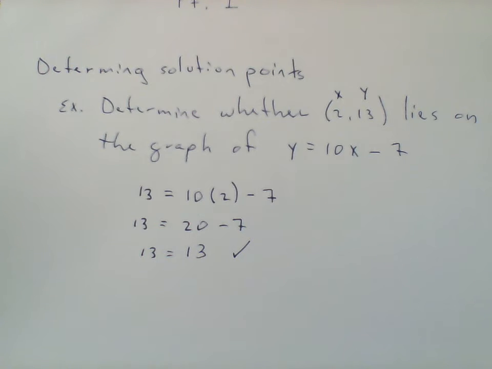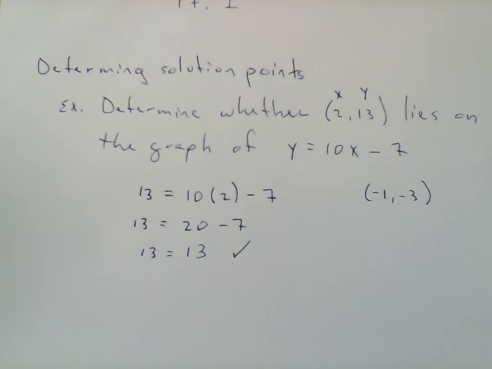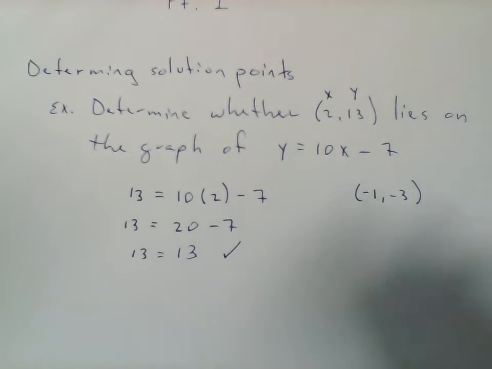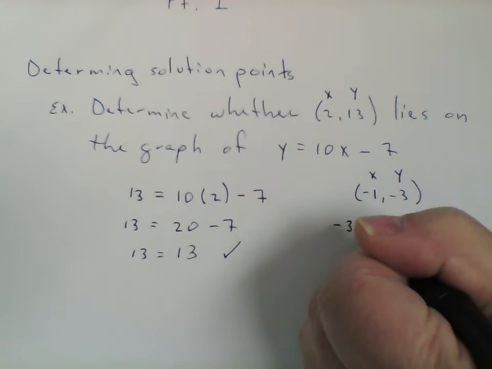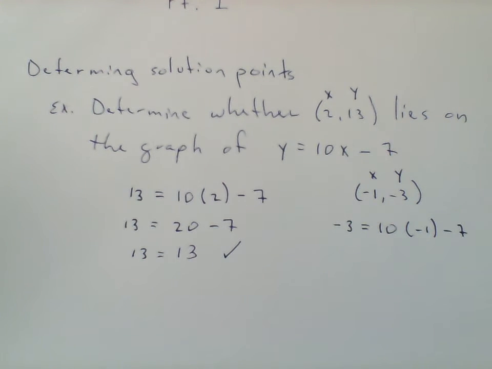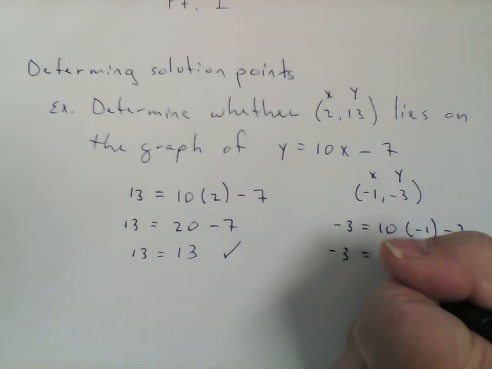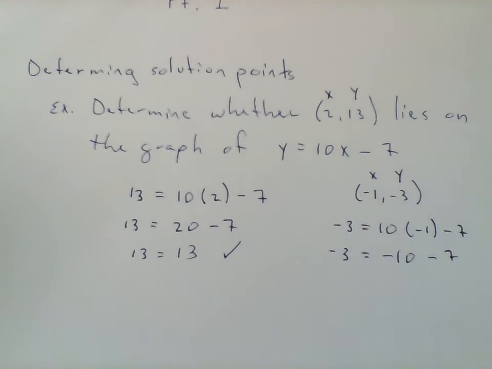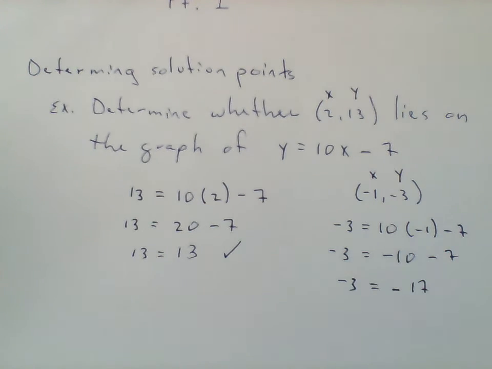What if I wanted to know if the point (-1, -3) would lie on the graph of that equation? Well, this would be my x, and this would be my y. Now I would go ahead and do the same thing. In this case, my y value is -3, so I've got -3 equals 10 times -1 minus 7. And I'd go ahead and solve that, just like I did the other one. So I've got -3 equals 10 times -1, which is -10, minus 7. And I get -3 equals -17. That is not a true statement. -3 could never equal -17.